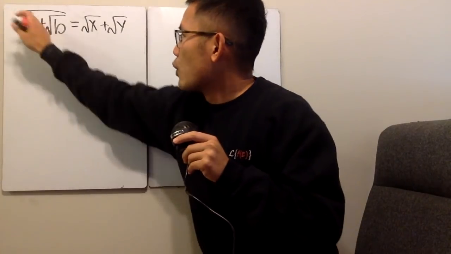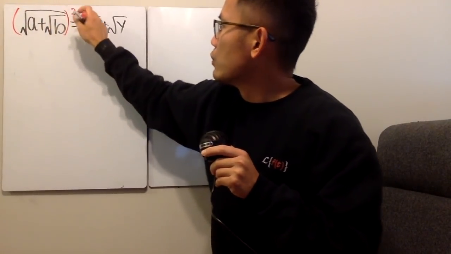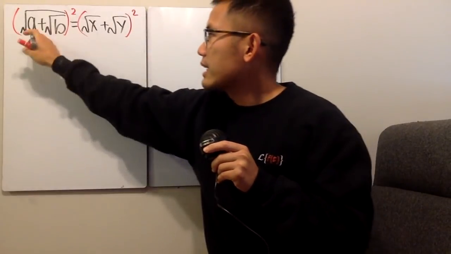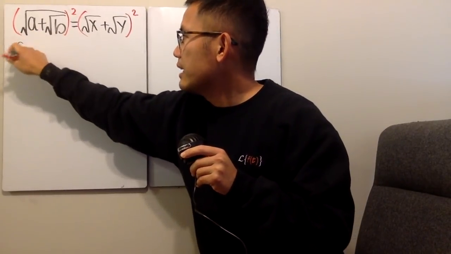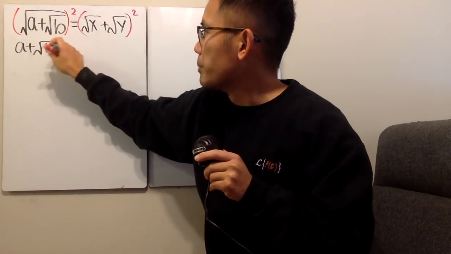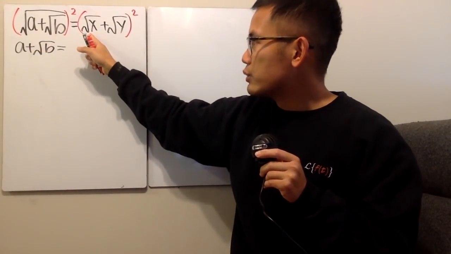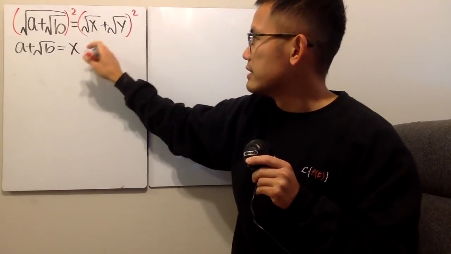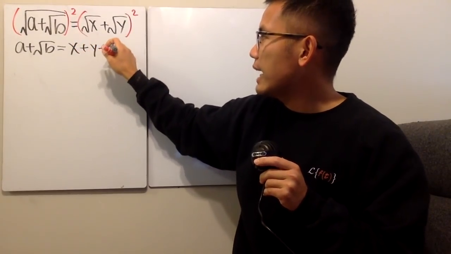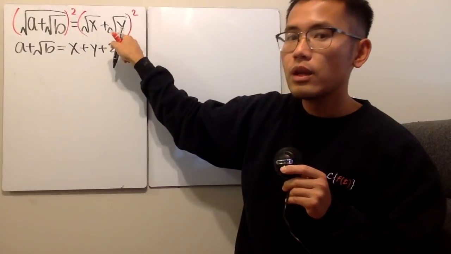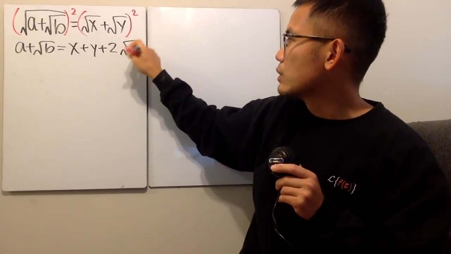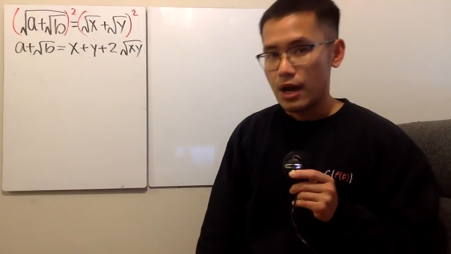Here we go. Let's of course go ahead and square both sides right here. In that case, we see that the left-hand side is just going to be the inside, namely a plus square root of b. And then for the right-hand side, let's square this. Let me first do this square, which is going to be just x, and then square that, which is just y. And then I will do 2 times this and that, which is just 2 times square root of x y, like that.